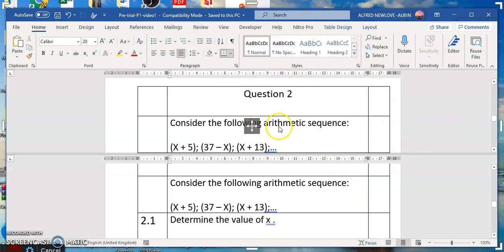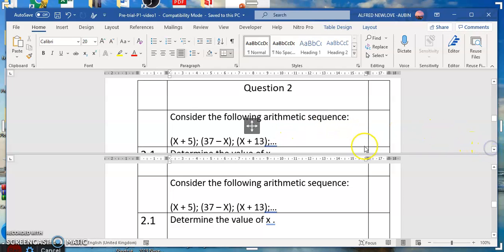It says, consider the following arithmetic sequence. And you have this sequence. It says x plus 5, this is the first term, 37 minus x, the second term, x plus 13, the third term. And the question says, determine the value of x. Determine the value of x. How are we going to do that?